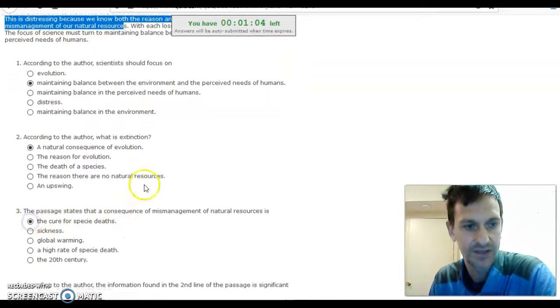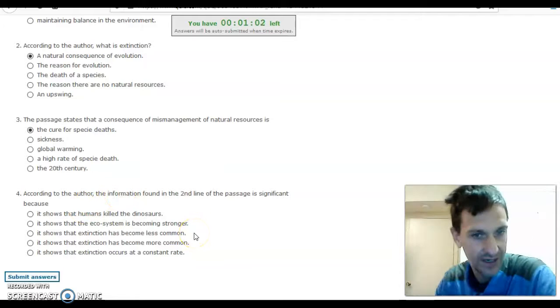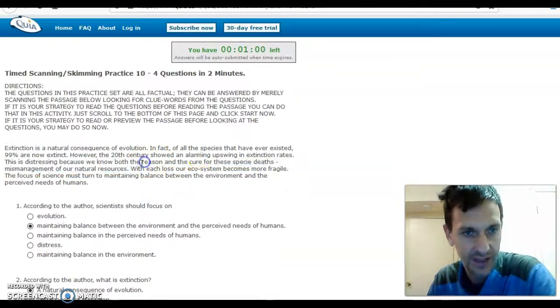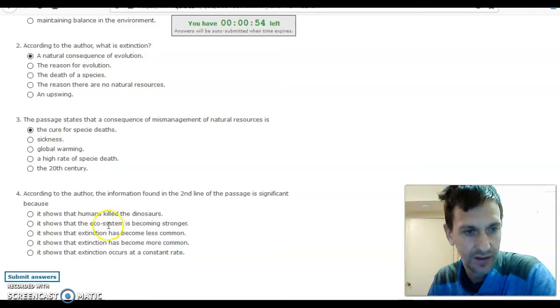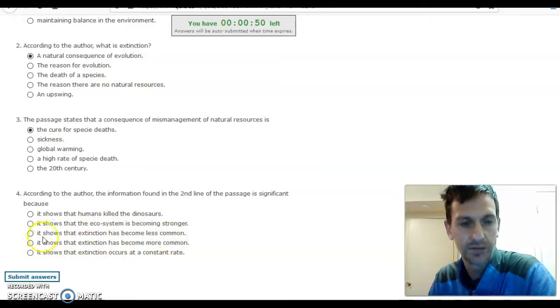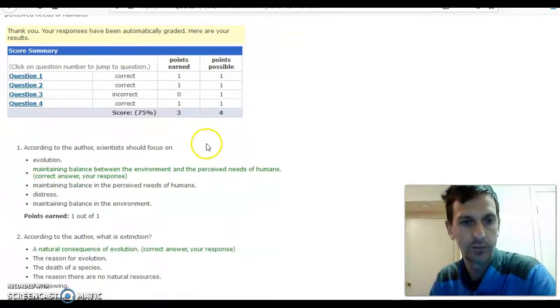Cure for species death. According to the author, the information found in the second line of the passage is significant. Second line: however, the 20th century showed an alarming upswing in extinction rates. It showed that upswing has become more common or less common. Upswing, more common. There's our answer, and boom.